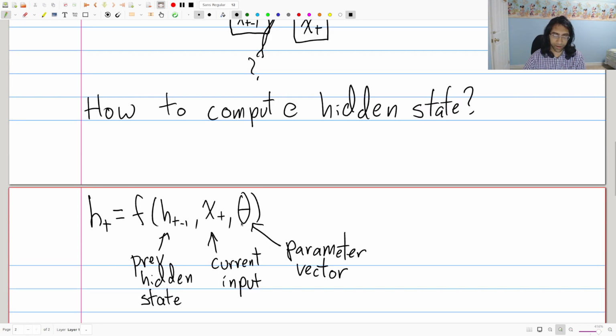And the important thing here is that this parameter vector, theta, is not time indexed. So while we take the previous hidden state at time t and the current input at time t, note that there's just a non-indexed parameter vector. This is going to represent all the weights and biases in our model, and it's just one thing for all time. So we're going to reuse it for time 1, for time 2, for time 3, for all times.